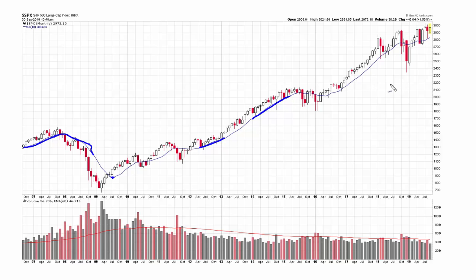All right, so what I want to do here is compare the current market structure to a couple of previous areas. First we have 2007, 2008. You can see here was your topping pattern. The index traded above the moving average, then the moving average acted as resistance there, and then one more time right there, and then it continued down.